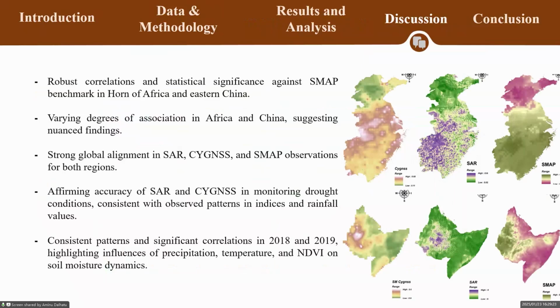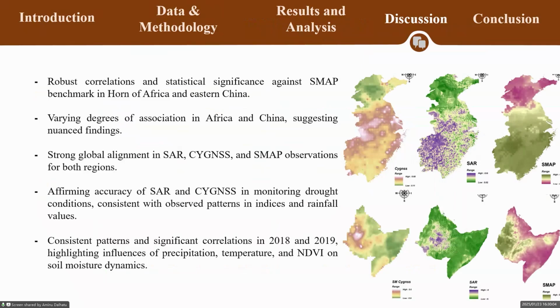Now, moving on to the discussion, after seeing all of these results, what can we say? Well, by taking a look at all of what we've seen already, we have a robust correlation and statistical significance against the SMAP benchmark in the Horn of Africa. This phrase basically means that when we compare the data set from SiteGNSS and SAR that we are going to be integrating, we remark that it can be useful. It is a good method to take into consideration.